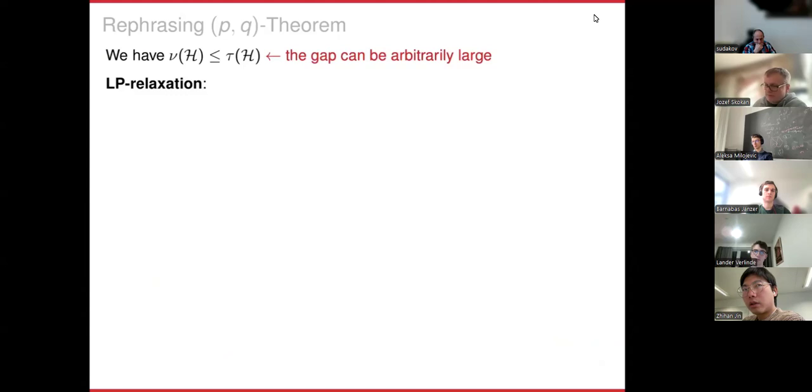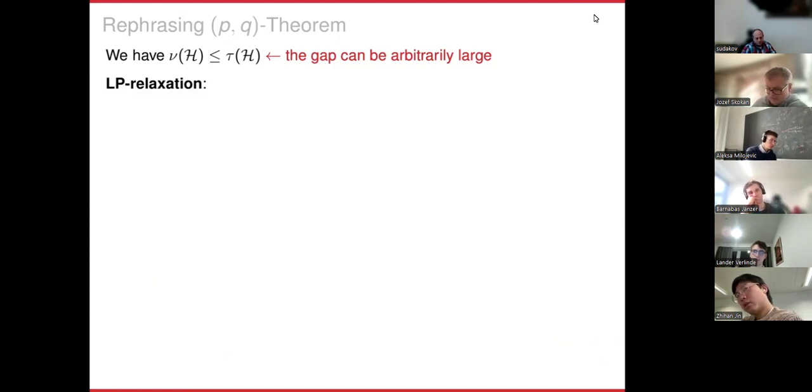But the problem here is that the gap between these two numbers can be arbitrarily large. And so what does one do if you want to say something more? The gap is about uniformity, right? That's why it's arbitrarily large. If every edge is of size r, then r times the matching number would be a bound, yes, but r can be big, right? In your case, yes, yes, precisely.